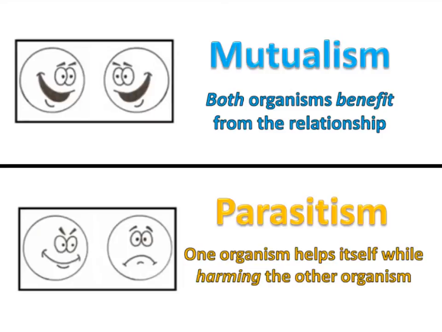So there are 4 different types of symbiotic relationships, and it's on your notes. A, mutualism, B, parasitism, C, commensalism, and D, predation. Let's talk about mutualism first. So in mutualism, that's when both organisms benefit from the relationship. Notice these 2 smiley faces, because they help each other, they benefit from one another. That is known as mutualism.